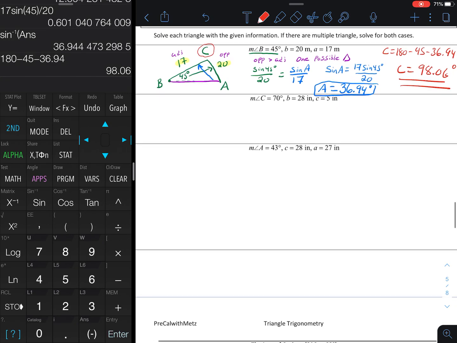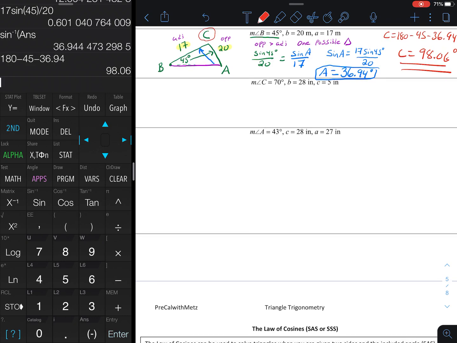Now let's look at the second problem that I have. All right, so this one we're given the measure of angle C. I'm going to put angle C here on the bottom left, and this is going to be my unknown side on the bottom. The adjacent side to it is 28, and the opposite side is 5. So this angle is 70, obviously not drawn to scale. I want the side opposite of it to be 5, which means that this has got to be angle B, and we'll call this up here angle A.